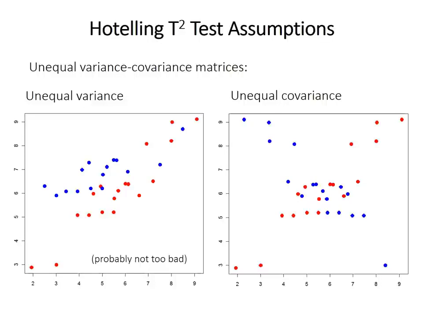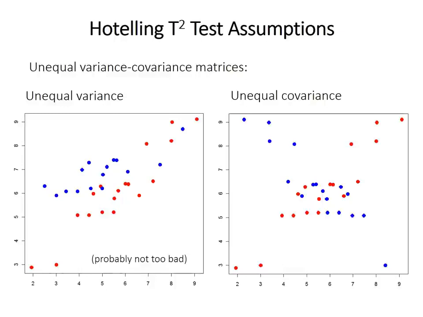So in the left panel, the two samples have different variances, at least in the variable on the y-axis. The x-axis variable, they have sort of similar variance. This probably isn't too serious of a problem because the covariance of those two variables is quite similar. The right graph is a more serious problem because the covariance between the variables differs quite greatly between the two samples. The red sample has positive covariance and the blue one has negative covariance. And this is a worst case scenario.